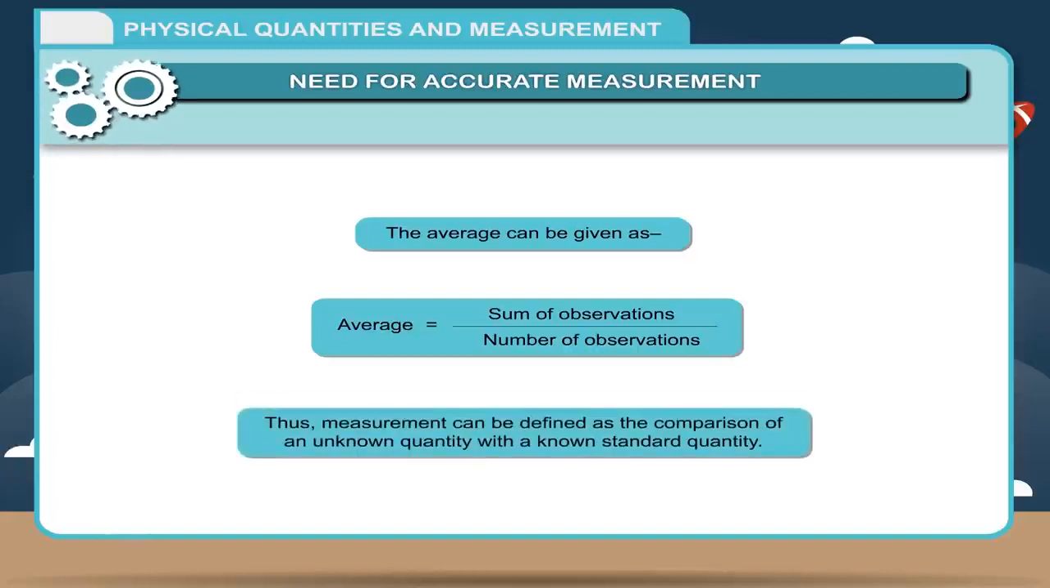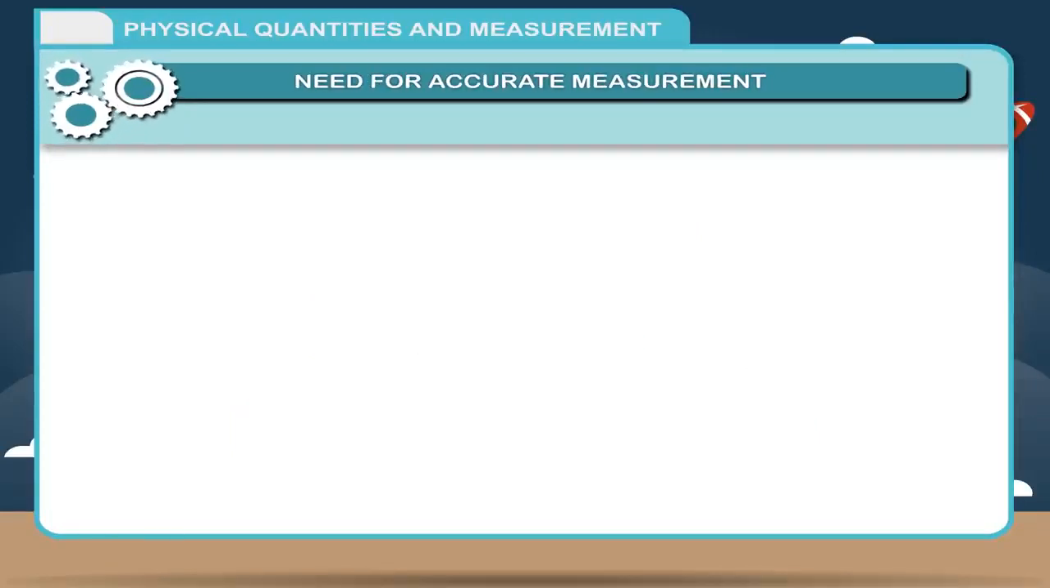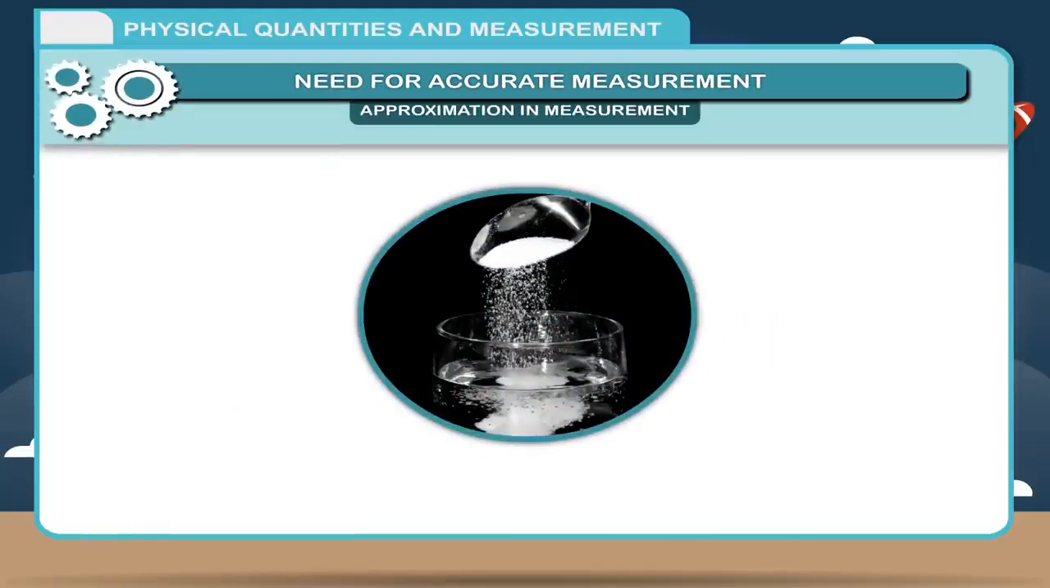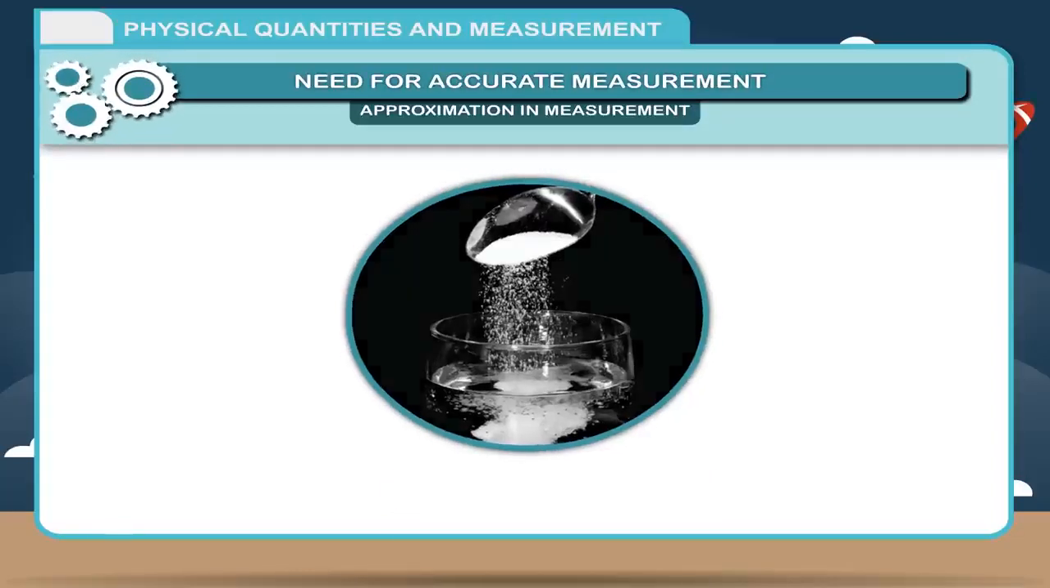Measurement can be defined as the comparison of an unknown quantity with a known standard quantity. Approximation in measurement. In our daily life, sometimes we need only approximate, near to accurate measurement. The approximate estimation is a quicker judgment about any measurement.